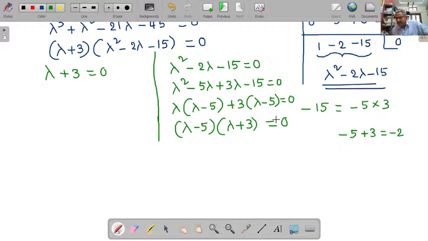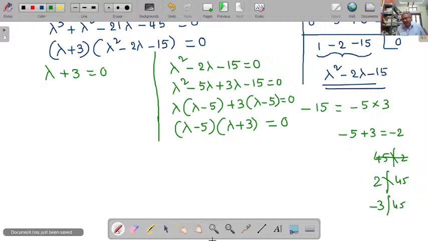Lambda equal to minus 3, actually, because 45 is there. 45 is not divisible by 2, because 2 does not divide 45, but 3 divides 45. I tried 3 because there are two negative numbers, so I selected negative 3. That is the reason.